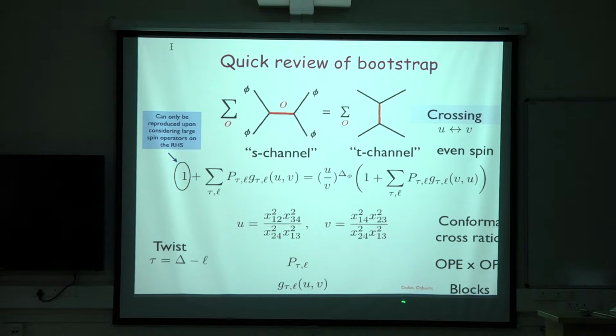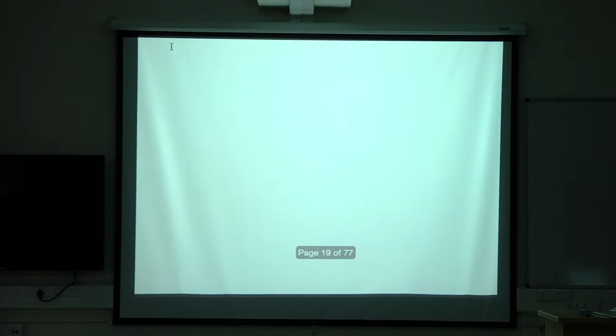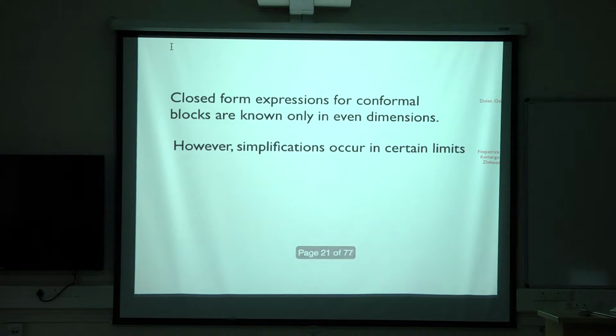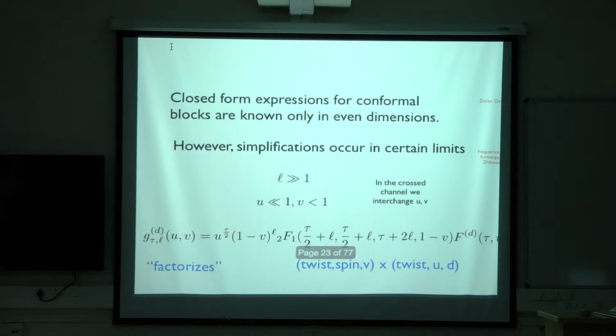The closed form expression for the conformal blocks in even dimensions was only recently worked out, by Dolan and Osborn, around 15 years back. But there are certain simplifications that occur in certain limits. This formed the premise of these nice papers. In particular, if the spin is large, and if you are in the limit where u is small and v is also small, then it can be shown that the conformal block approximately factorizes.